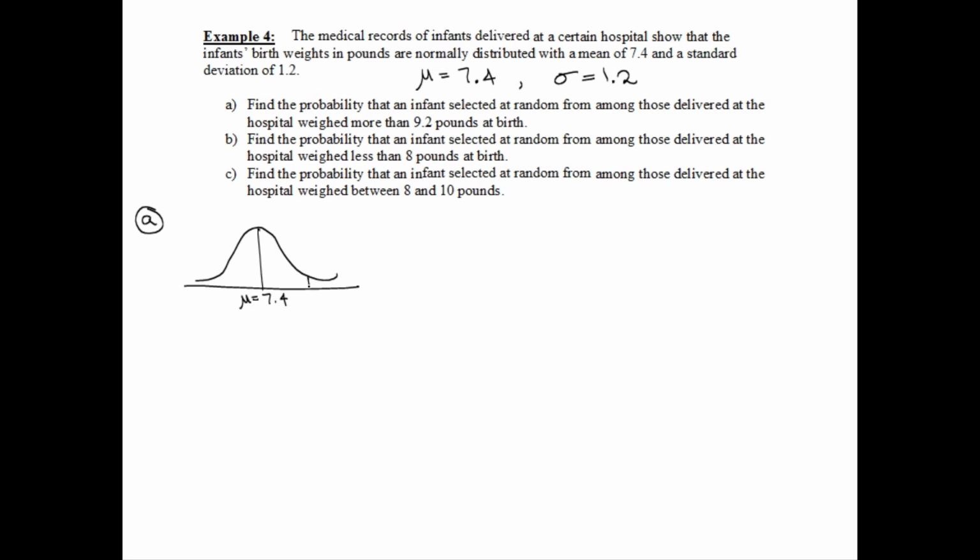9.2 is above the mean. You want to make sure you get it on the correct side. More than 9.2, that puts us at this tail here past 9.2. So we're going to find the z-score that goes with 9.2. And so that'll be 9.2 minus 7.4 divided by 1.2, which is 1.5. And then we're going to look that up in the table.